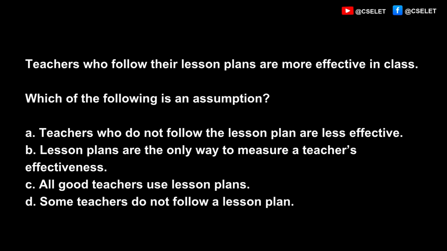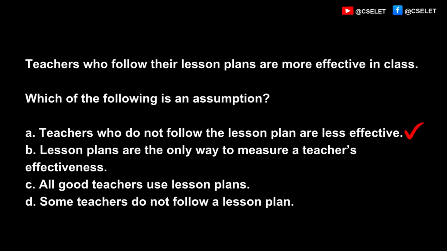For example, teachers who follow their lesson plans are more effective in class. Which of the following is an assumption? Letter A, teachers who do not follow the lesson plan are less effective. B, lesson plans are the only way to measure a teacher's effectiveness. C, all good teachers use lesson plans. D, some teachers do not follow a lesson plan. The correct answer is letter A, teachers who do not follow the lesson plan are less effective.